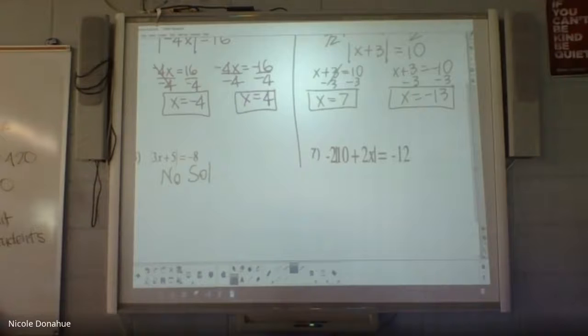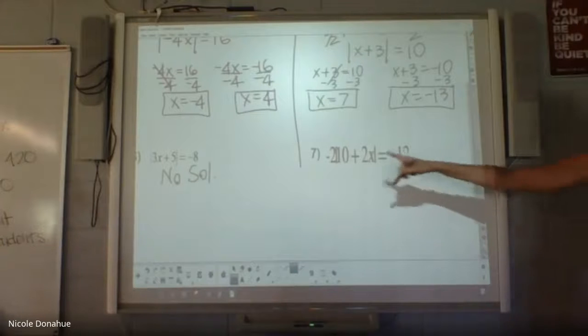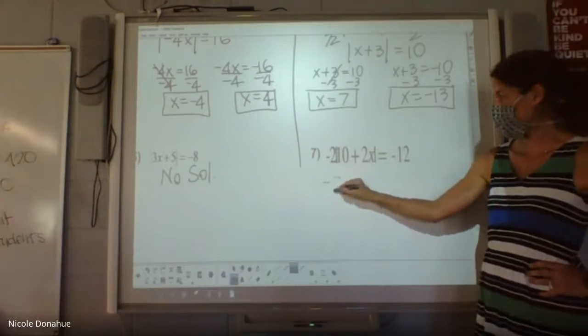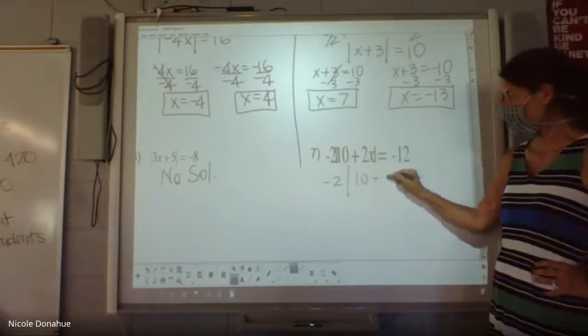Now this next one's kind of like a shouty problem. It's like yelling at you. Those are supposed to be absolute value symbols around there, so it's supposed to be negative 2, absolute value 10, plus 2x.